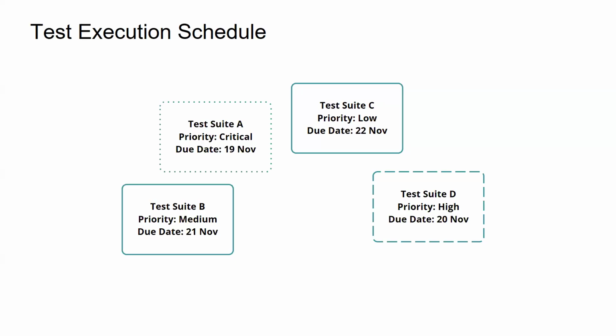Test suite A, the highest critical one, we should be testing first. The second one will be test suite D, which is priority high. Next one is medium. Next one is low, right? Based on the priority, we have to determine this prioritization. It can be based on the experience that we have or the complexity that we see, and based on that we can prioritize this thing.